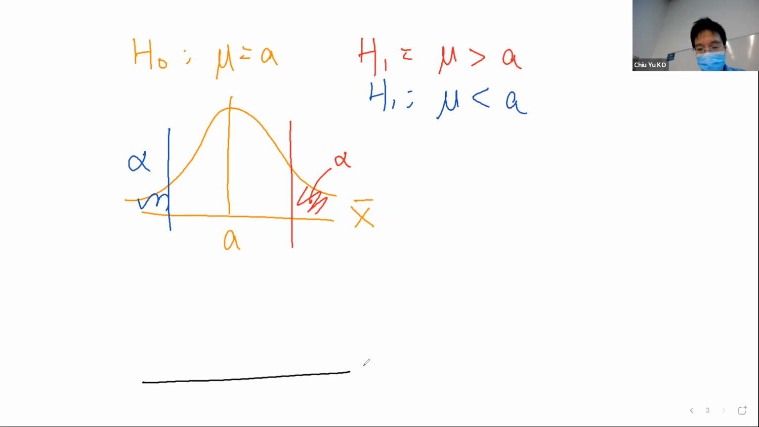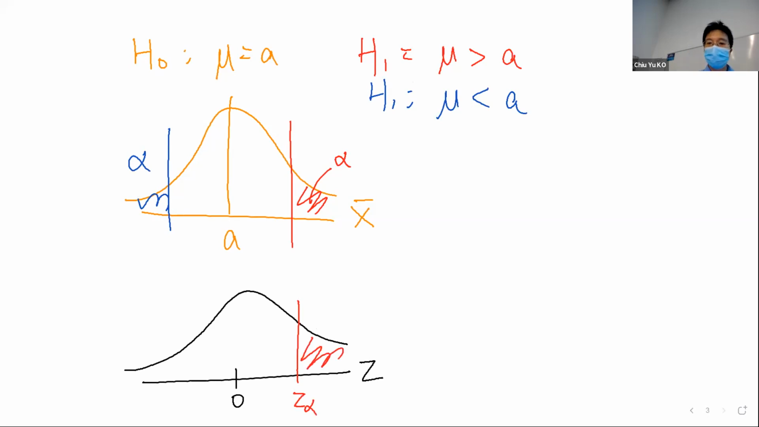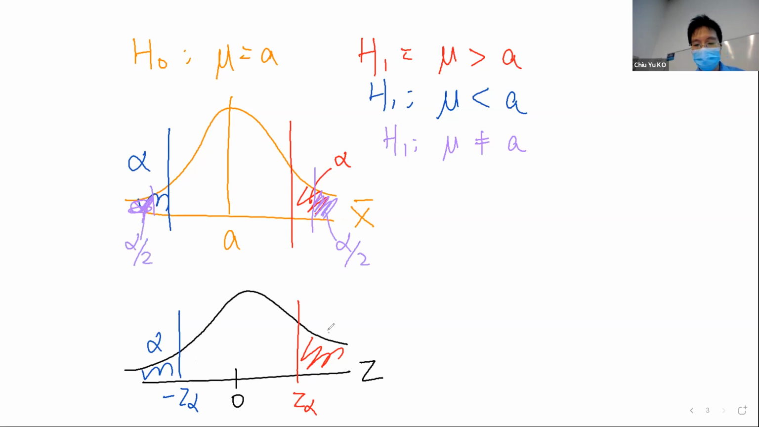After that, you transform this to the Z. What you're doing is look at whether Z is beyond the red area, then you reject. Otherwise, you don't. Same if you have the blue one, this is negative Z alpha. If it is in the blue area, you reject. These areas are called rejection areas, and you can do the p-value the same way. In the case where H1 is mu not equal to A, it is a little bit more tricky. Then you have this and this. Each area is alpha over 2, and this is Z alpha over 2. These are all the rejection areas.